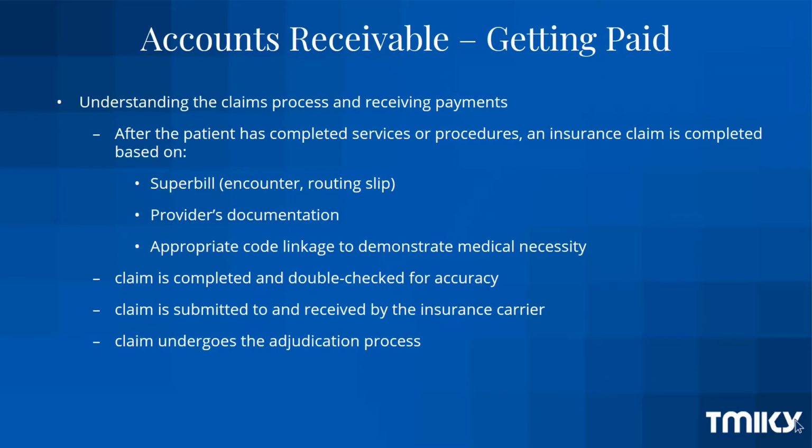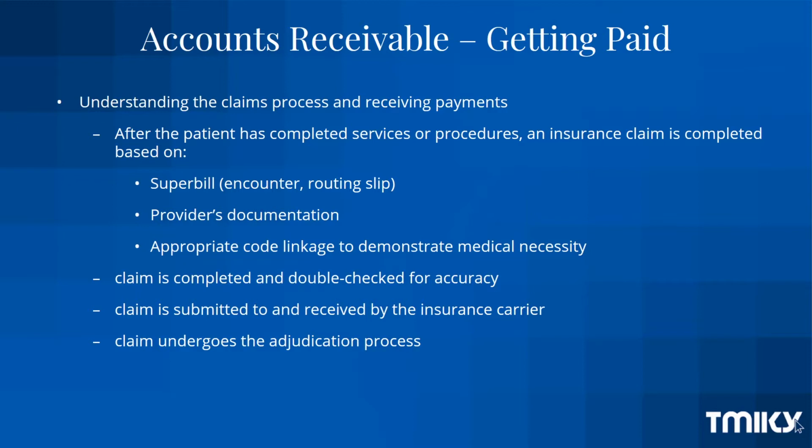Next, let's go over understanding the claims process and receiving payments. After the patient has completed services or procedures, an insurance claim is completed based on the superbill, also known as the encounter form or routing slip, the provider's documentation, and appropriate code linkage to demonstrate medical necessity. The claim is completed and double-checked for accuracy. It is then submitted to and received by the insurance carrier, and then lastly, the claim undergoes the adjudication process.